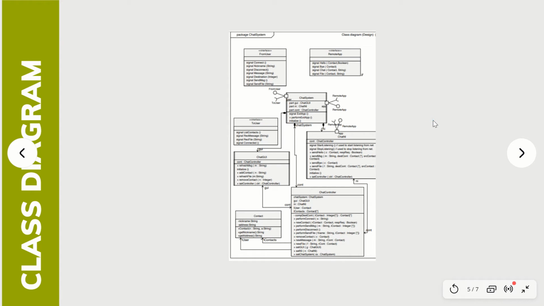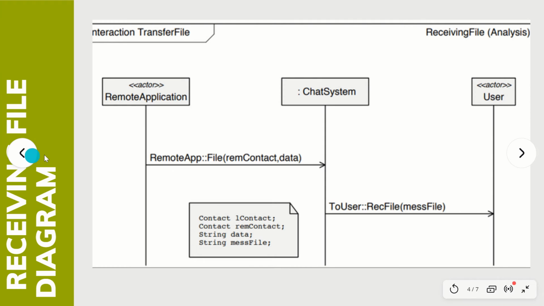In this class diagram, it's important to mention that the chat system is composed of three different components: the chat graphical user interface, the chat controller, and the chat NI. And we can see that those three components are related to each other depending on their relations. So here we have the objects that I would like to analyze very quickly.